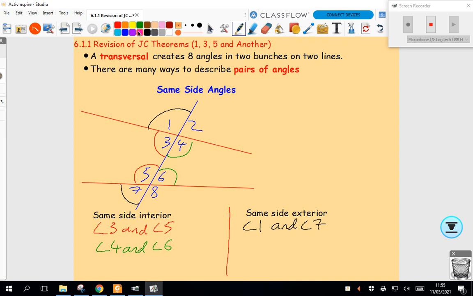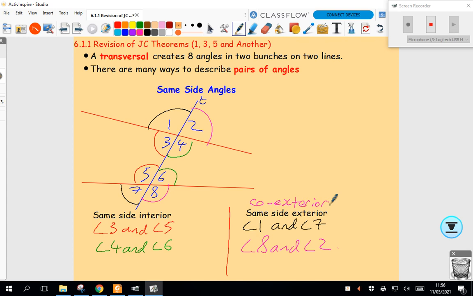And finally, angle 8 here and angle 2, they're on the same side of the transversal. Remember, the transversal is this blue line. Angle 8 and angle 2, they're a pair of same side exterior angles. These are also often called co-exterior angles and co-interior angles. And there are theorems that relate to those things as well.